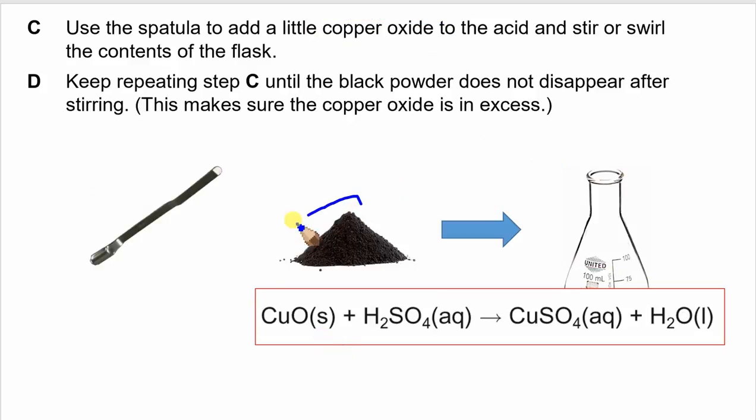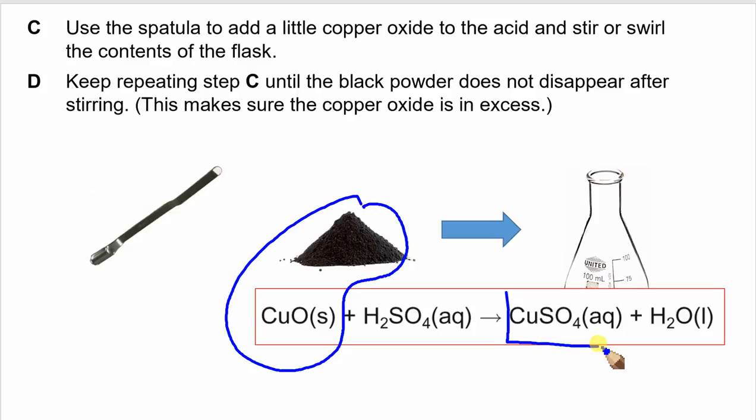So the copper oxide powder is reacting with the sulfuric acid. They're our reactants, and if I look at our products, I can't see copper oxide on this side of the equation. I can't see any acid on this side of the equation. Products have changed. Our copper oxide is reacting with the sulfuric acid to make copper sulfate and water.